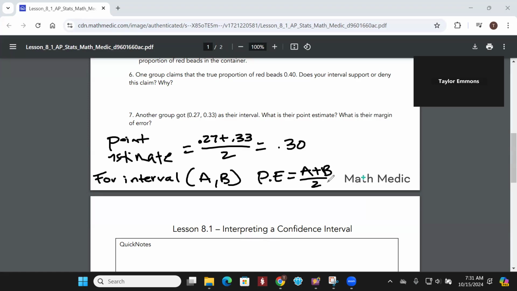Yes and no. It's the middle part. It's our point estimate. It's what we found in the sample. Like they sampled and they got 0.3 this time. What is their margin of error? 0.03. How did you get that?